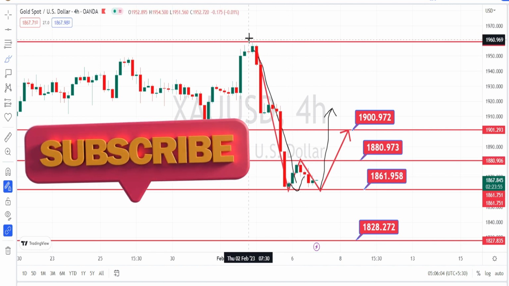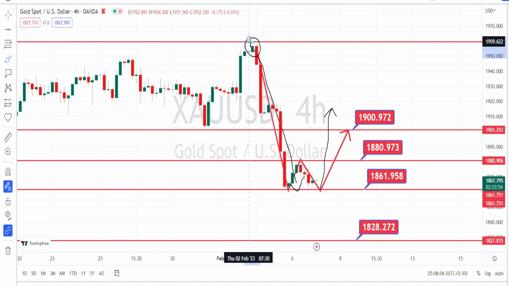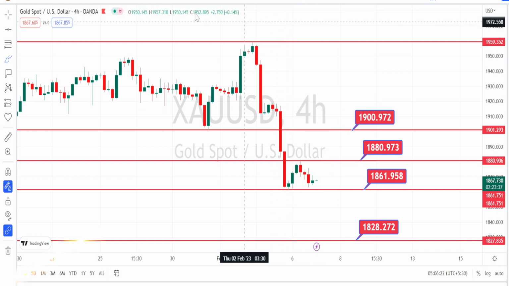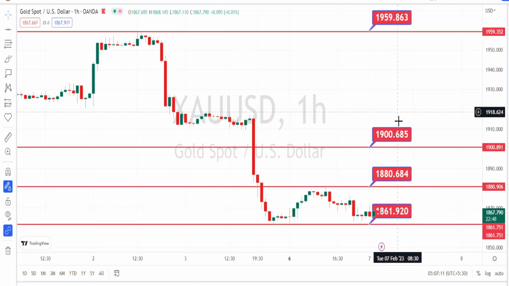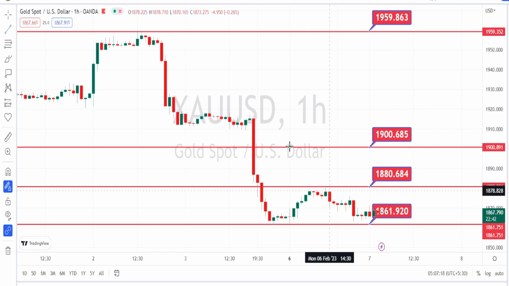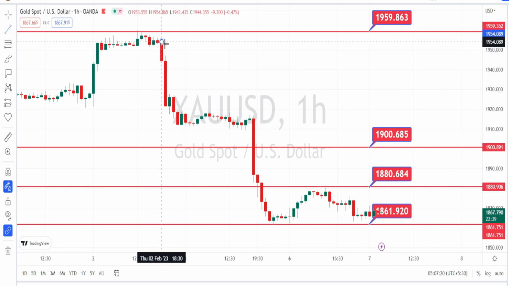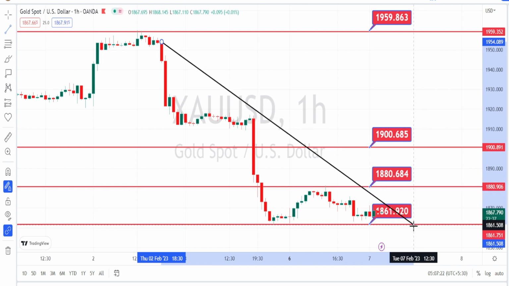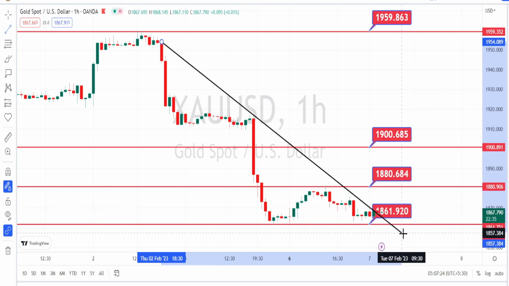Only when the price action breaks the previous high, which is going to be around 1959, it will be a start of the bullish side trend reversal in 4 hours time frame. Let us look at the price action in hourly time frame. I'm in hourly time frame, and to understand the current trend of the price action for hourly time frame, I'm again drawing a trend line or a resistance line.